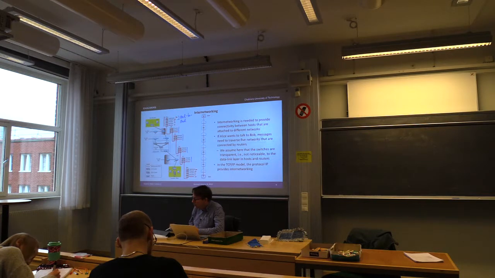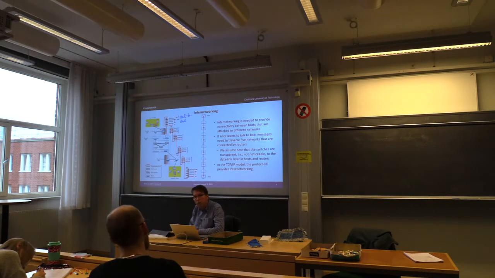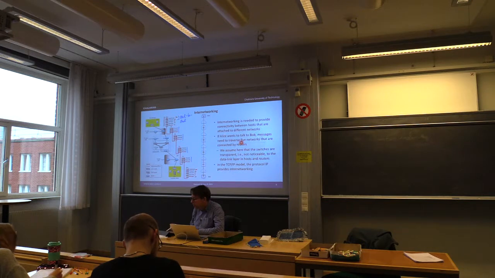Okay. So internetworking is needed to provide connectivity between hosts that are attached to different networks. So Bob is attached to a local area network here. Alice is attached to a local area network here. Okay, so then we need internetworking because they are not the same network. If Alice wants to talk to Bob, messages need to traverse 5 networks, 1, 2, 3, 4, 5, before it reaches Bob, right? And these networks are then connected with routers.